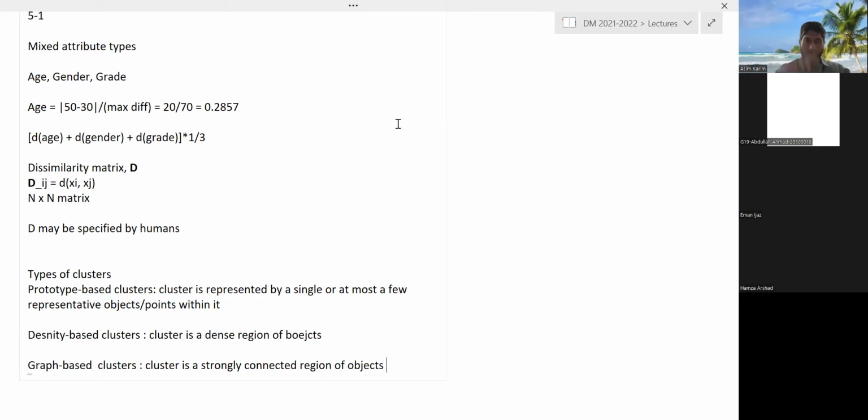If you look at this sequence, prototype-based is the simplest way of defining clusters. Then we have density-based, which is more sophisticated, and then graph-based, which is more comprehensive. Some algorithms, as we'll discuss, focus primarily on prototype-based clusters, others on density-based clusters, and others on graph-based clusters.